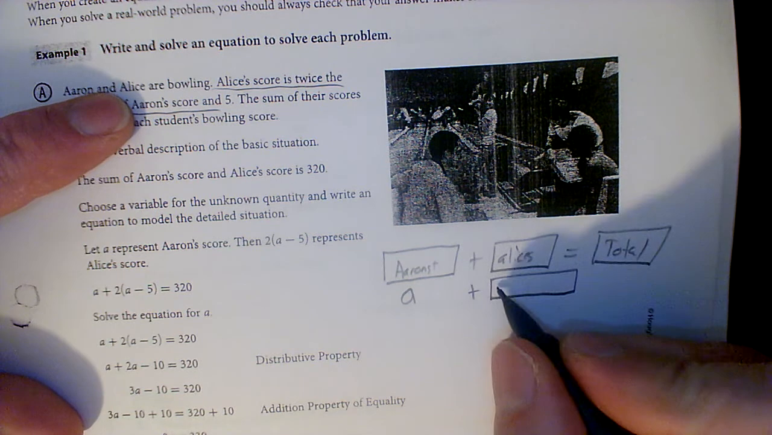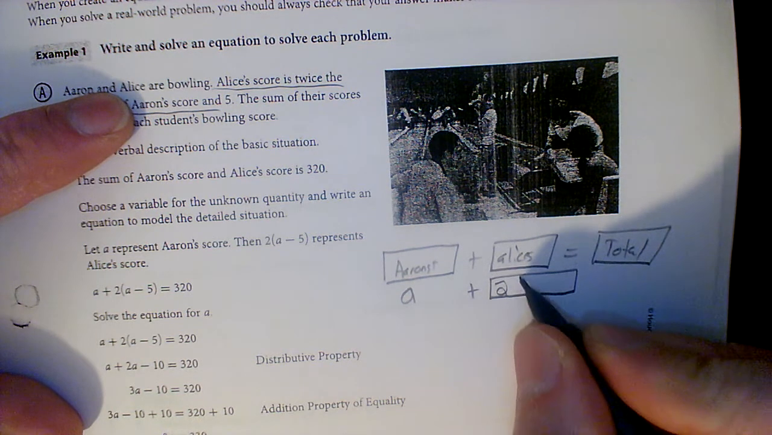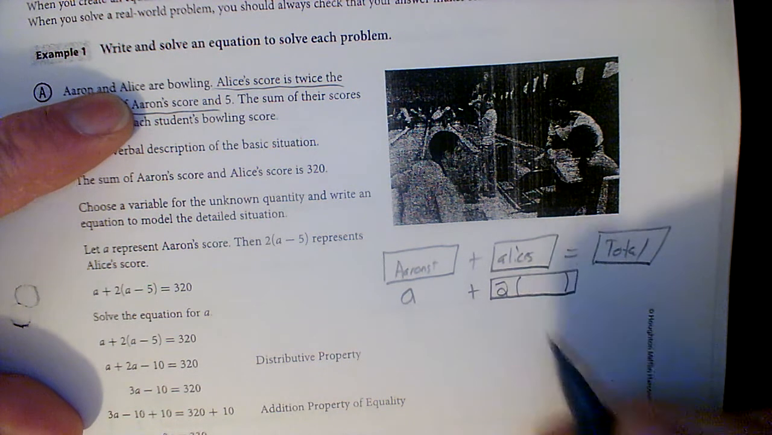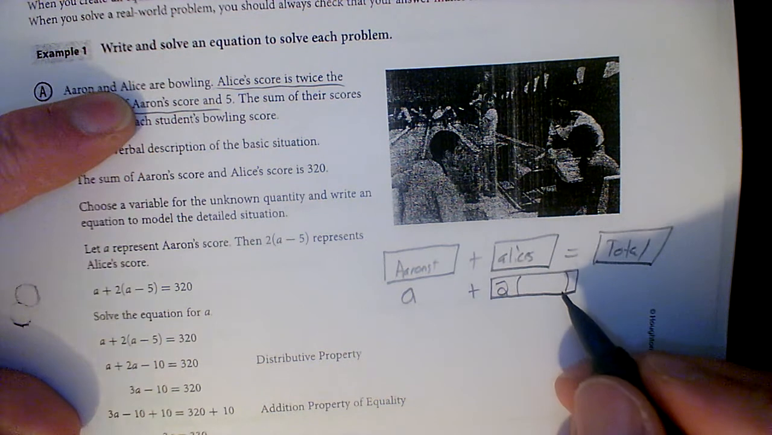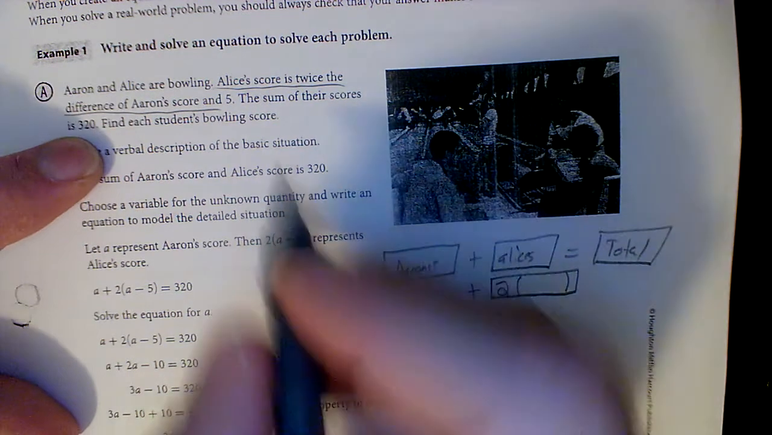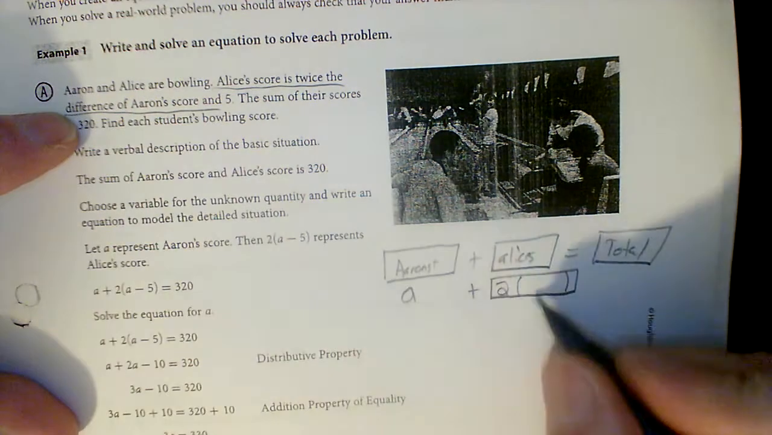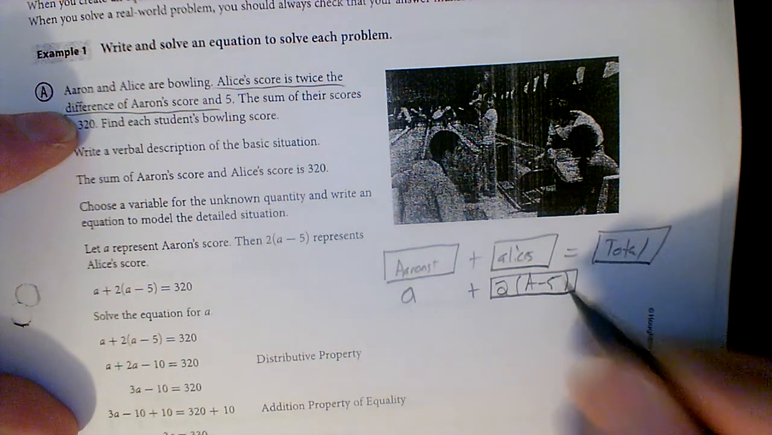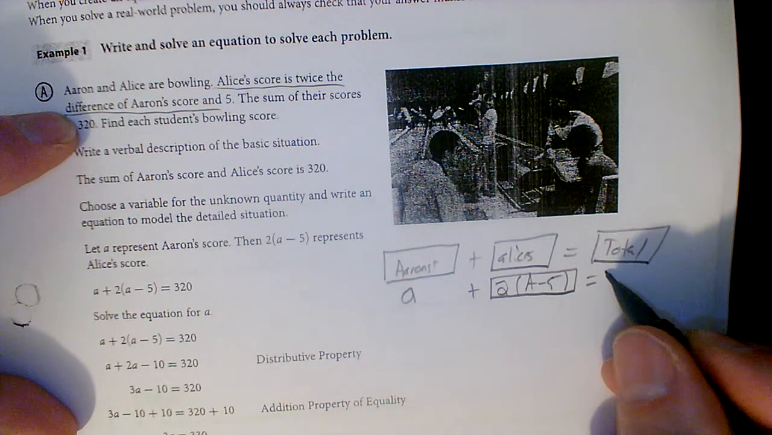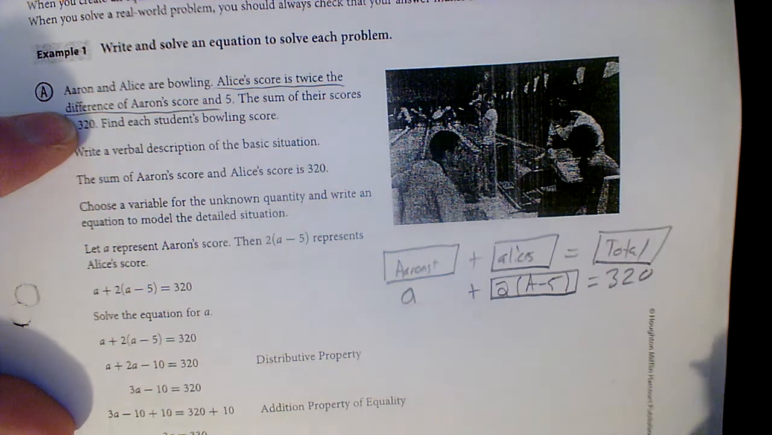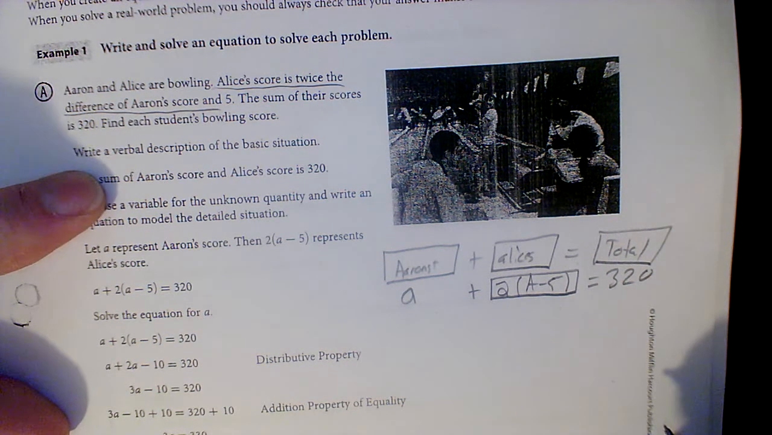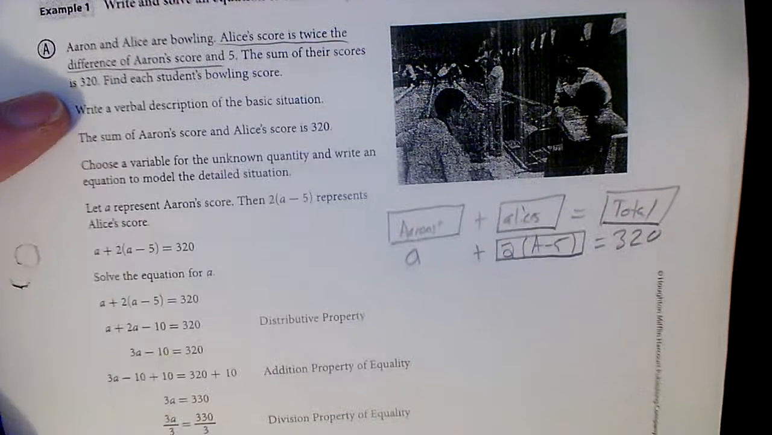Alice's score is twice the difference. That means I'm going to double whatever I get from a subtraction problem. Twice the subtraction problem of Aaron's score and 5. And then I think they give us the total is 320. So I just said that as I went along. I might have done it a little bit different, but we're going to have the same equation.